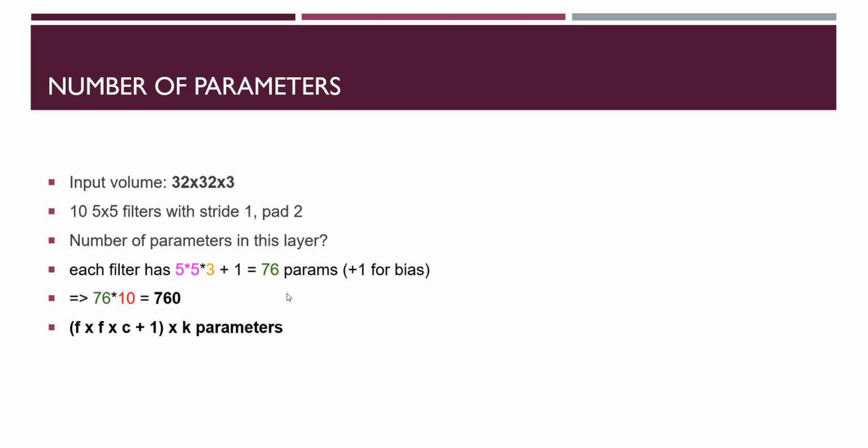So this is the formula for computing the number of parameters given a filter and the number of filters. It is nothing but F cross F cross C, so F by F times C, where C is the number of channels, plus 1, 1 for the bias. That will be the number of parameters for each filter, and times K for K filters. So the total number of parameters is given by this formula.